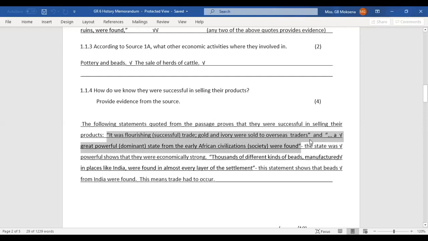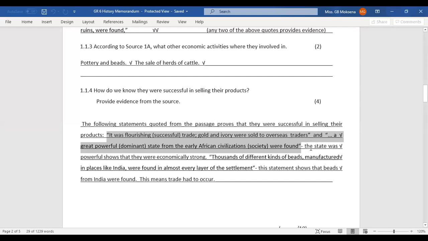To see that they were successful in selling their product, it was a flourishing or successful trade. Gold and ivory were sold to overseas traders. So this means that their product were successful, and a great powerful state from the early civilization was found.